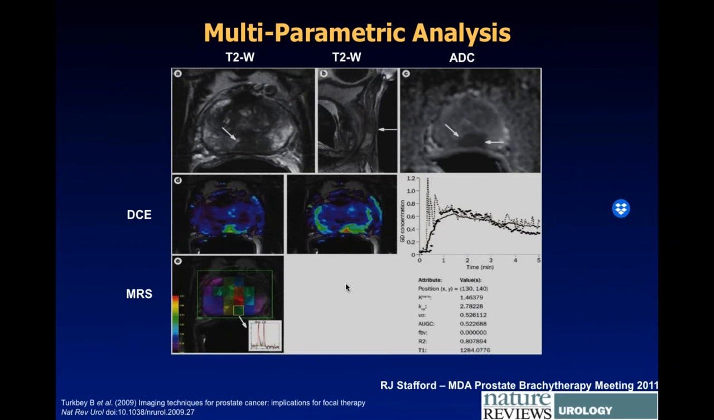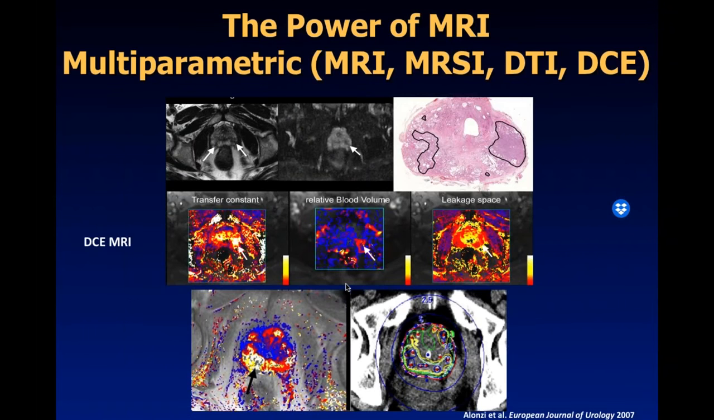And this is another example of when people talk about multiparametric analysis, that's using T2 weighted, ADC maps, DCE, and spectroscopy. So a lot of the information can be utilized to help clarify where disease is located that is dominant versus maybe some non-dominant, insignificant biopsy specimens. And so the power of MRI is being able to utilize all these tools to better appreciate where dose escalation should be utilized to optimize the care of our prostate cancer patients.